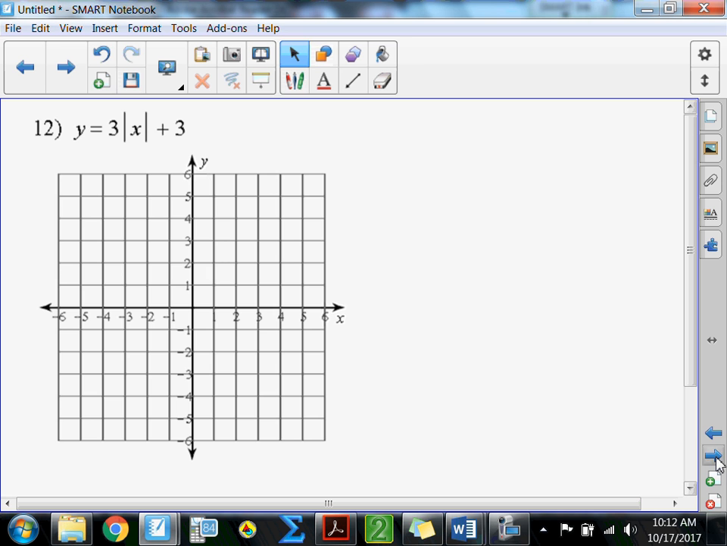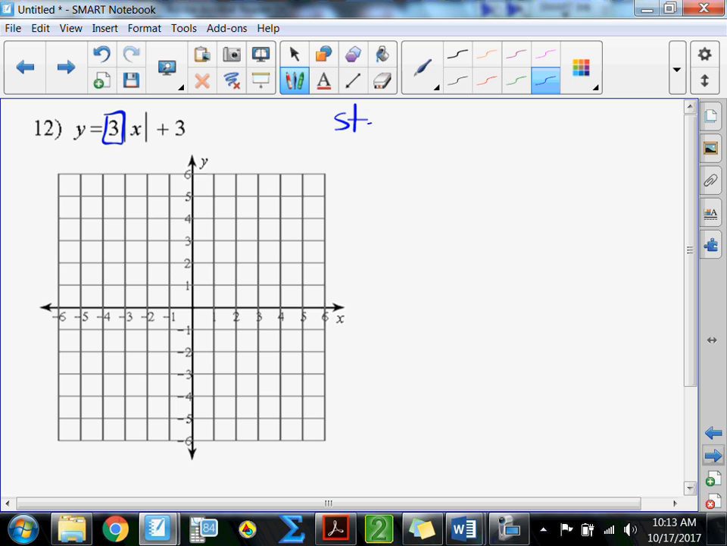So number 12 has two types of transformations. It has a different slope, so it's steeper because it has a slope that's going to be positive and negative 3. And the plus 3 at the end means that I have a shift up of 3.